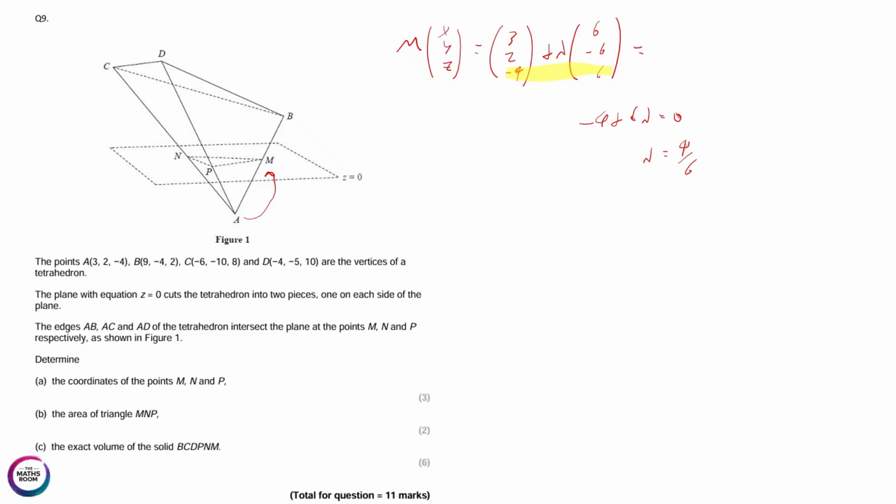Okay, so that's straightforward now to get the point. My Z value is going to be 0, bottom. So look at my X, guys. I've got 6 lambda, that's 4, so 3 plus 4 is 7. And then minus 6 lambda, that's minus 4, so 2 minus 4 is minus 2. So that's your point M. I'm just going to write this on here. So 7, minus 2, 0.